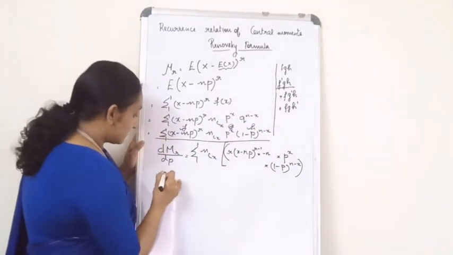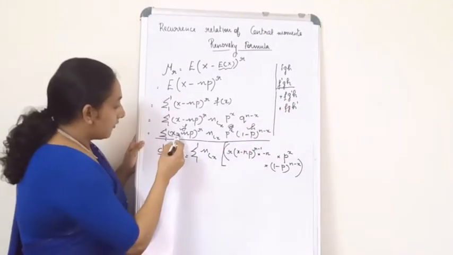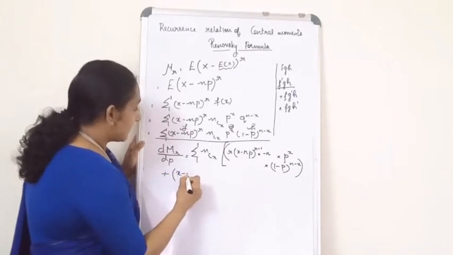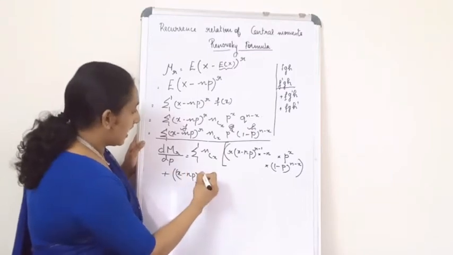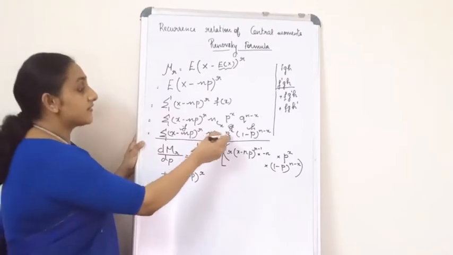Now plus, the differentiation is not over, you have to find out this thing. Again I am going to open a small bracket: x minus np the whole raised to r multiplied by p raised to x. Now I am going to differentiate p raised to x.